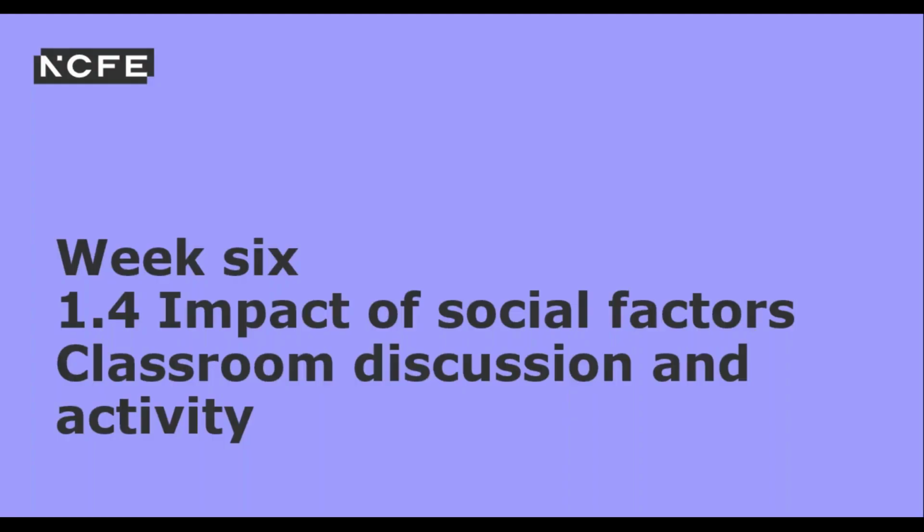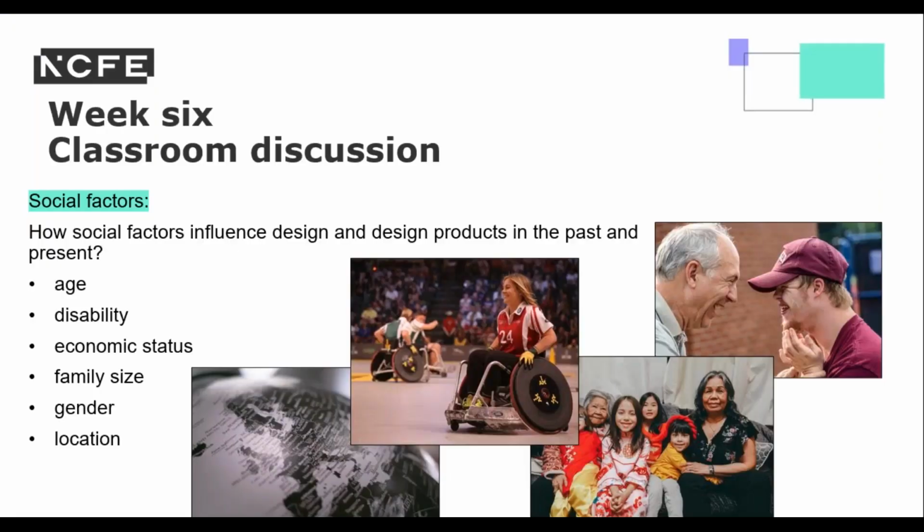Week 6, 1.4, Impact of Social Factors, Classroom Discussion and Activity. Classroom discussion, again, this could be linked to visuals, discuss social factors, link back to the art movements. What social factors impacted the Art Deco movement, for example, referring to that AO1, recalling the knowledge and understanding.